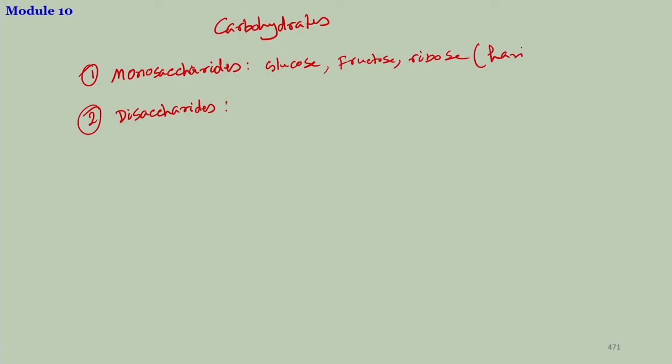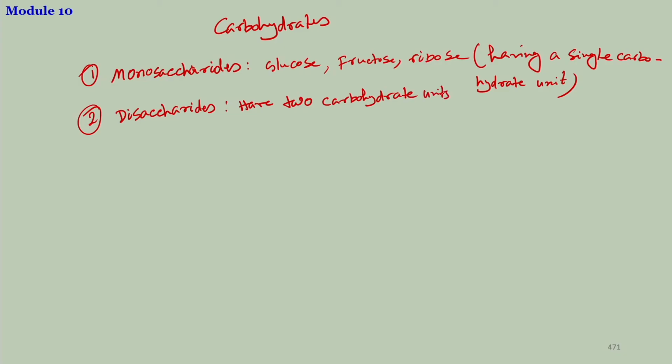Disaccharides have two carbohydrate units, and those are connected by glycosidic bonds. A single glycosidic bond would be there. So, it is a bond.